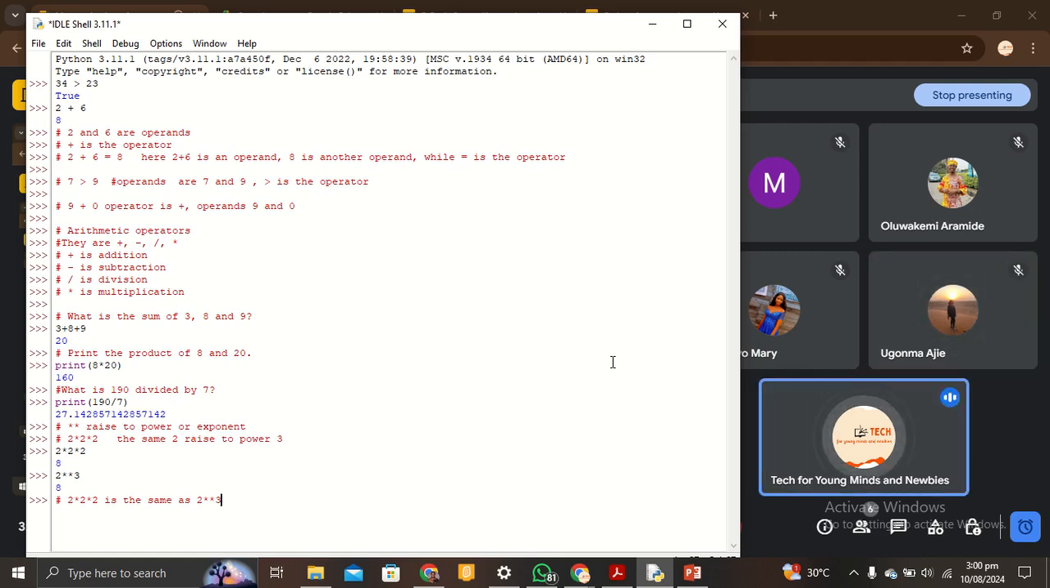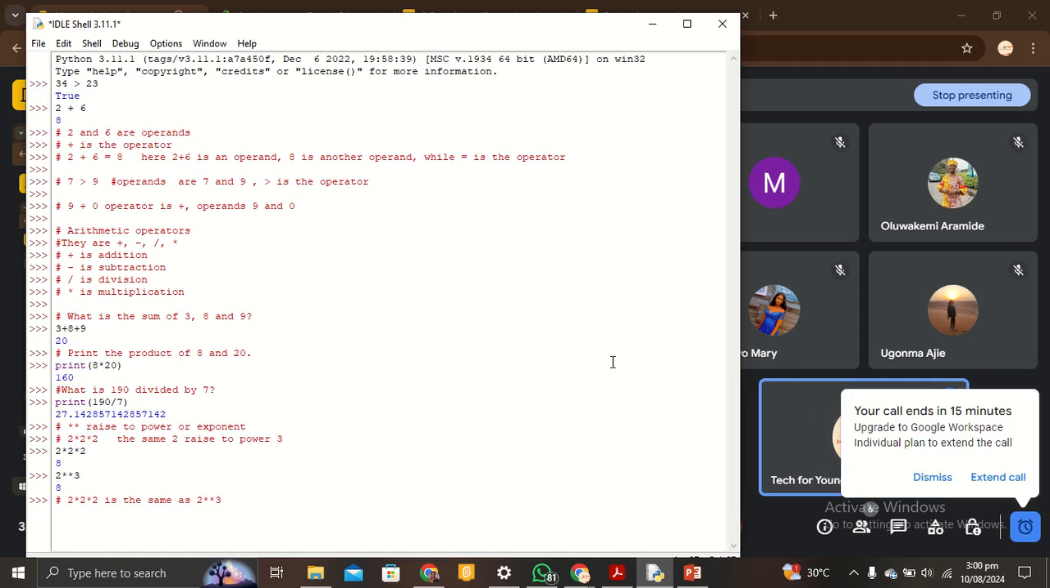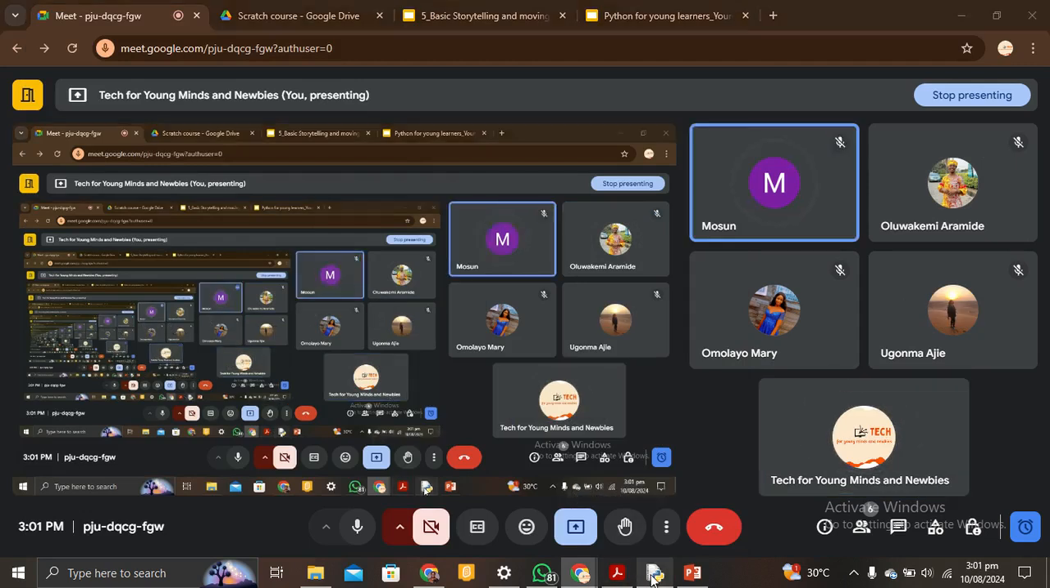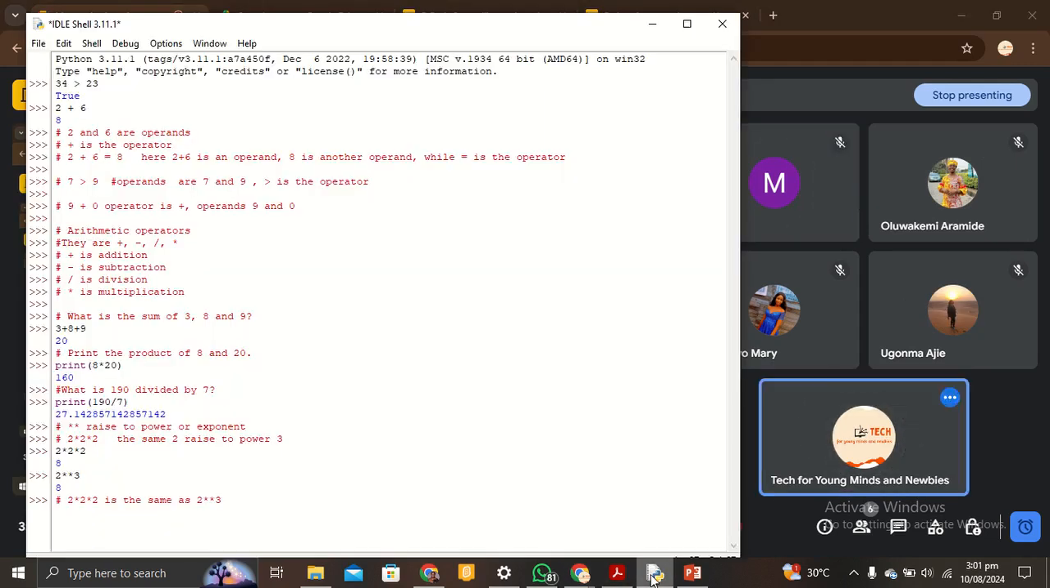Okay, so do you agree with me that 2 times 2 times 2 is the same as 2 raised to power 3? Yes, ma. Okay, we all agree. Haliza, do you agree? Yes, ma. Okay, let's continue.